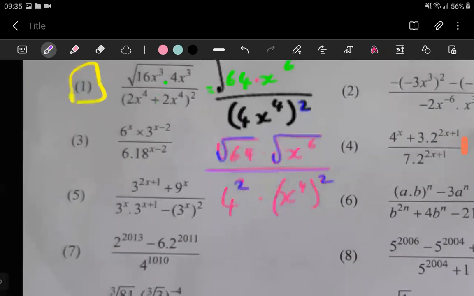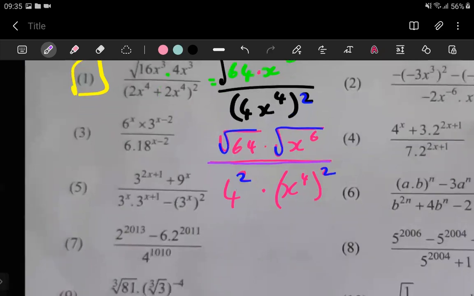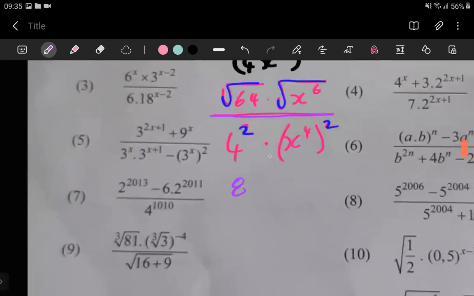Yeah. So the thing is, when you're carrying on from here, square root of 64 is 8. But then the square root of x to the power of 6 here, remember the 2 goes under the 6, which is going to be x to the power of 6 over 2, like that. 4 squared is 16. This 8 can give you just an 8 as the exponent.